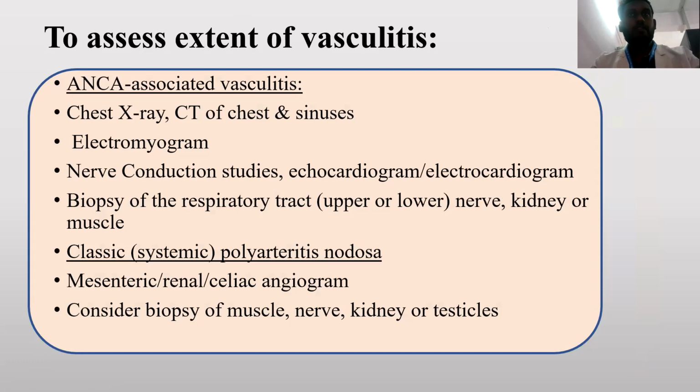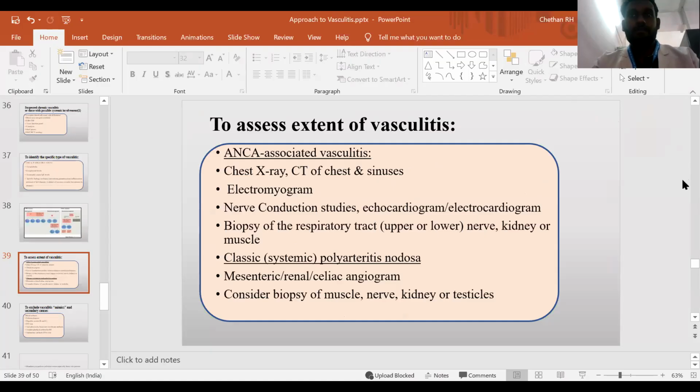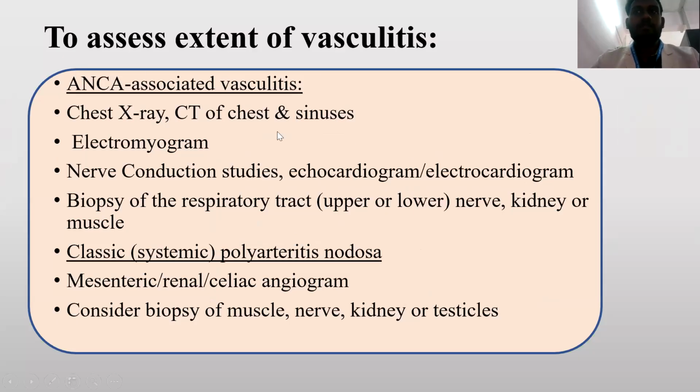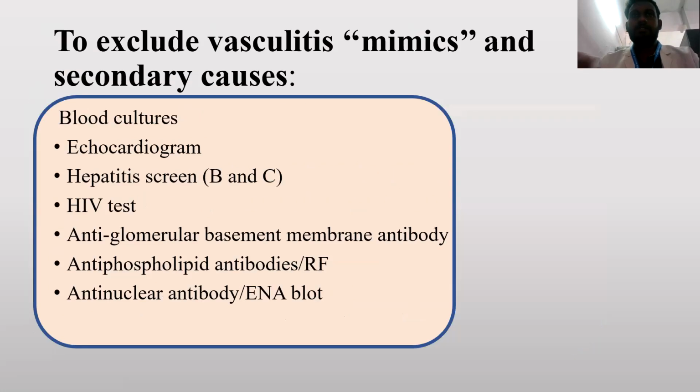In order to assess the extent of vasculitis, we can always look for the systemic investigations: chest X-ray, CT chest and sinuses, electromyogram, nerve conduction studies, echocardiogram or electrocardiogram, biopsy of the respiratory tract, upper or lower, biopsy of nerve, kidney or muscle. In classic polyarteritis nodosa, mesenteric, renal or celiac angiogram, consider biopsy of muscle, nerve, kidney or testicles.